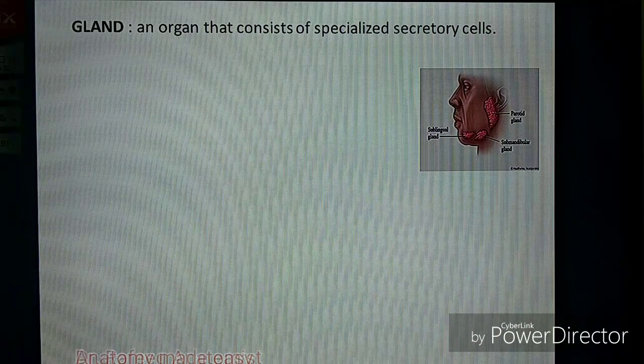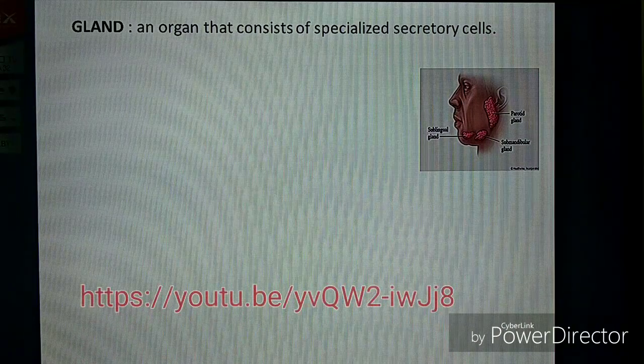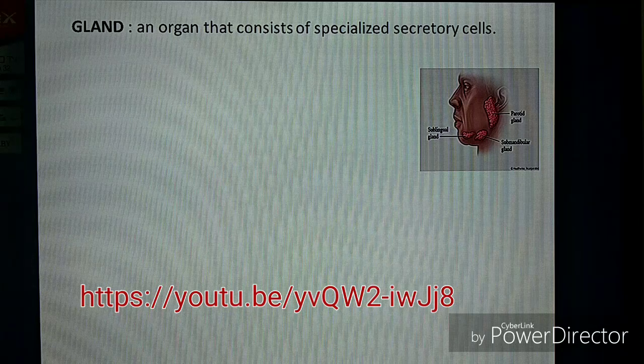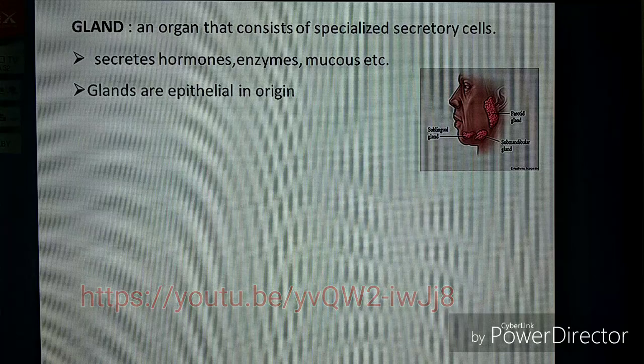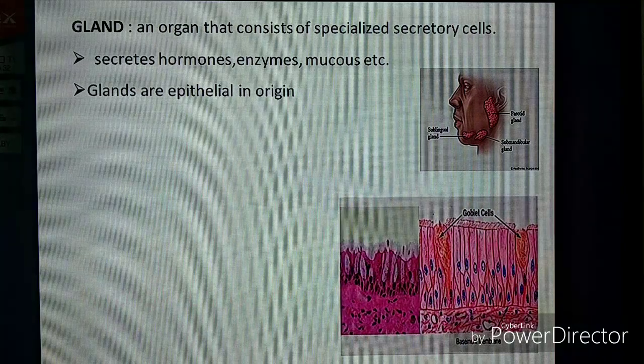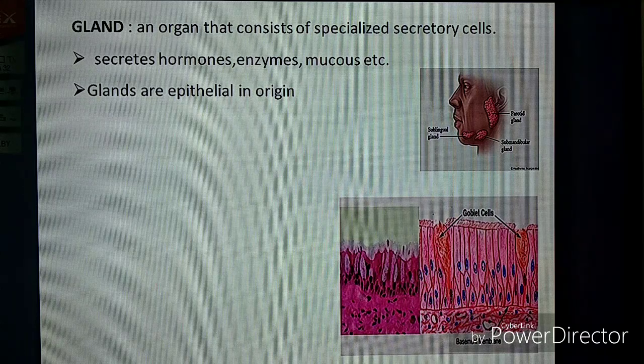What is a gland? A gland is an organ that consists of some specialized secretory cells. And what actually is secreted by these cells? The cells of these glands can secrete some hormones, enzymes, or sometimes some mucus. And if we go to the developmental aspect of the glands, these are derived from the epithelial tissue. That means the glands are epithelial in origin.